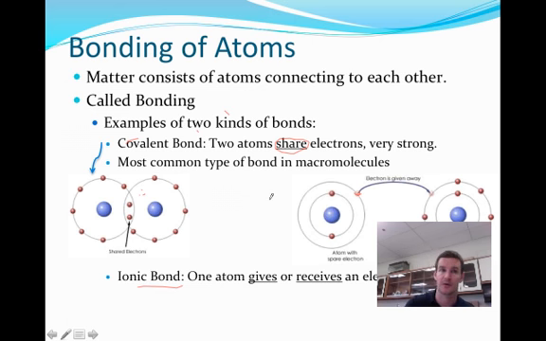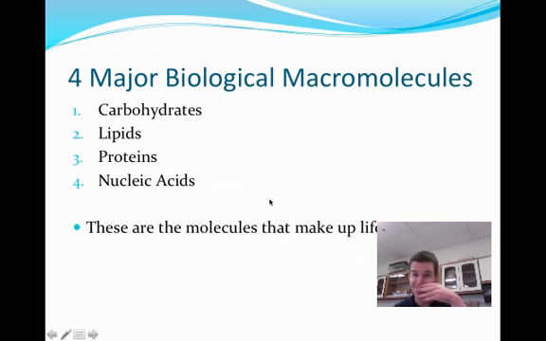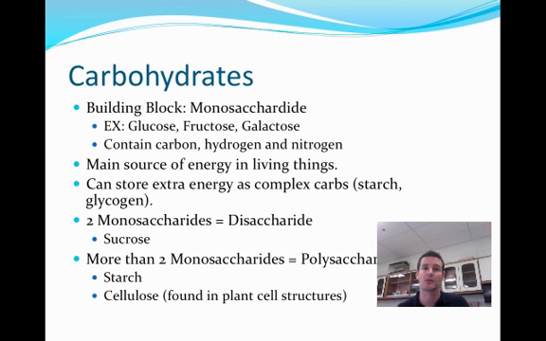Very simple. Okay? So let's get into the 4 different biological macromolecules. So we have carbohydrates, lipids, proteins, and nucleic acids. And those are the 4 major molecules of life. Right? When we look inside living things and look at their organs and their tissues and their cells, these are the 4 things that make up all that stuff. Okay? So let's start real quick with the carbohydrates.